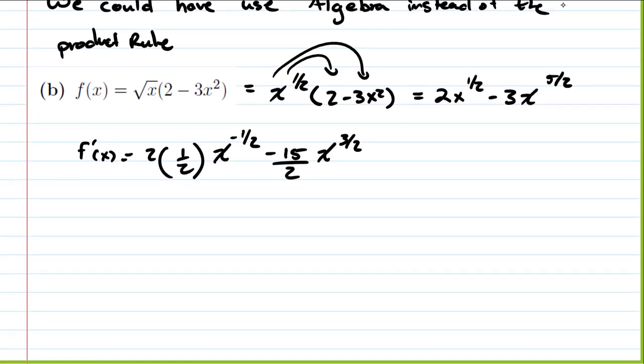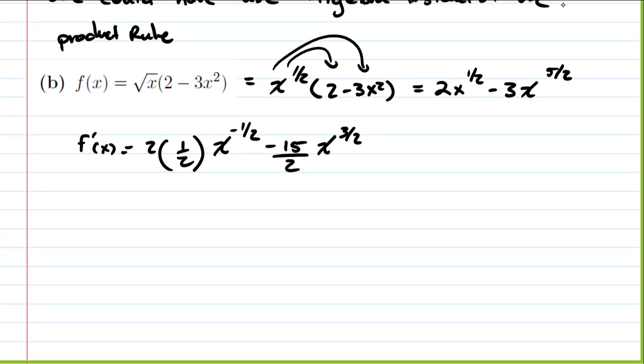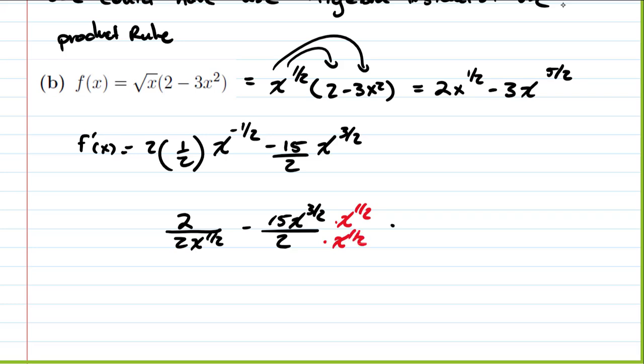So now, if I clean this up a bit, I would have 2 over 2x to the 1/2 minus 15x to the 3/2 over 2. So I build my fraction by multiplying the top and the bottom by x to the 1/2. And I get 2 minus 15x squared all over 2x to the 1/2.